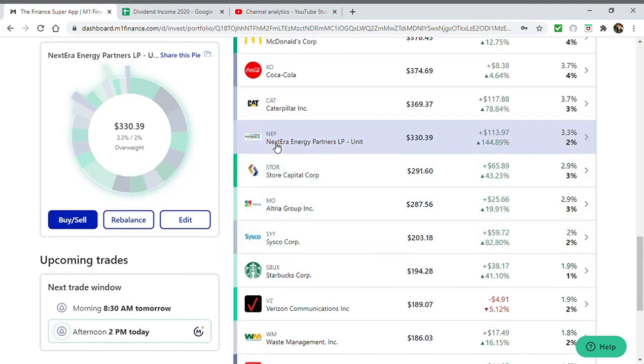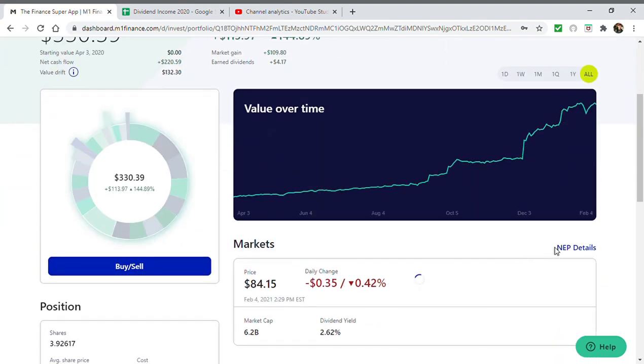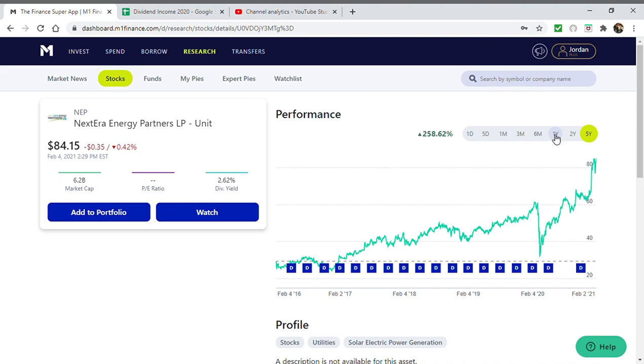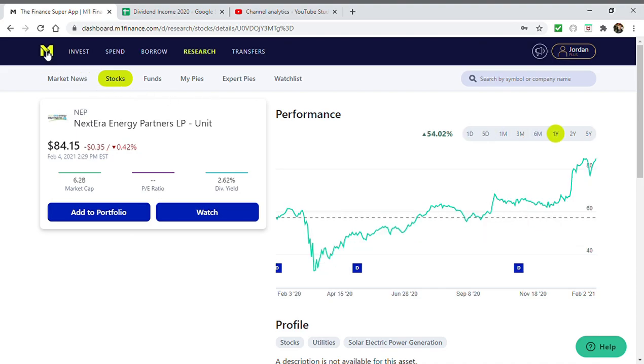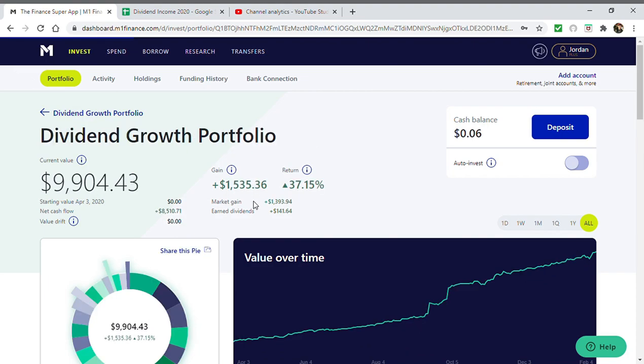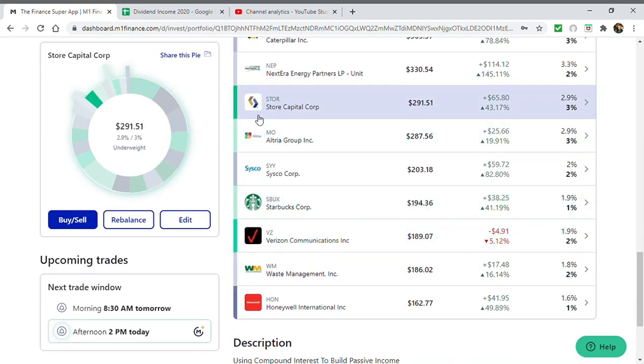And NextEra Energy Partners is the only energy company that I own. NextEra Energy is just one that is basically very forward-looking. This company has had a massive run-up in 2021. I did just lower my position in it because of the massive increase in price, but this company is one that I'll probably be holding for a while as renewable energies become more and more popular.